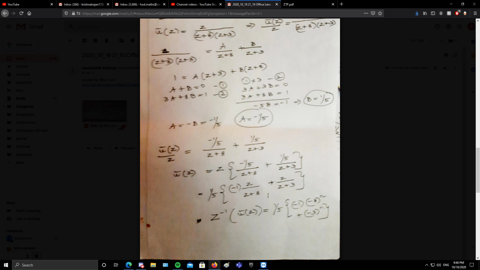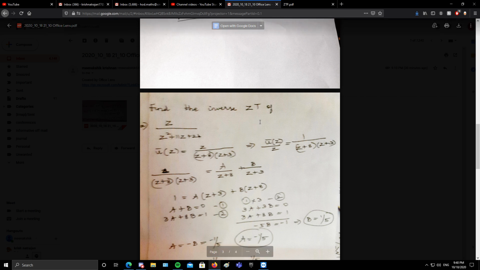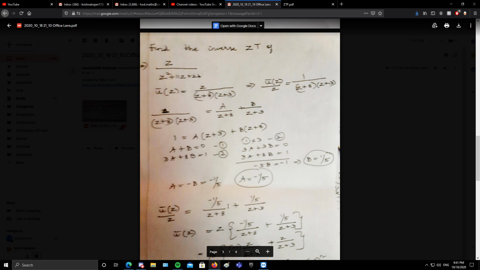See, z by z plus 8, you should guess and identify the type. Z by z plus a means it is a transform of minus a whole power n. So in place of a you have 8, here a is 3. So this is the type 1 in inverse Z transform. You are resolving into partial fractions. Take u bar of z as the given term and take z to the left side. After that only you should resolve into partial fractions. After resolving into partial fractions, take z to the right side.